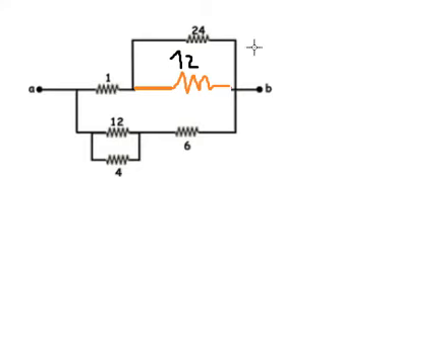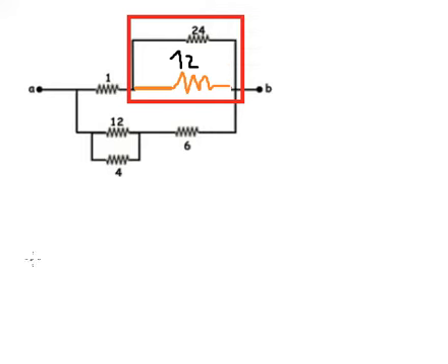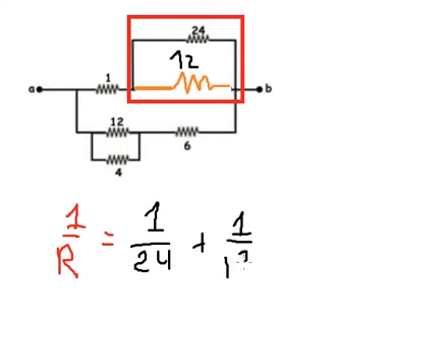Now, if we look carefully at the red color in here, we can see 24 is parallel with 12. So we can calculate the red one. 1 over R equals 1 over 24 plus 1 over 12. We sum two numbers together, we got 1 over 8. So the red one should be equal to 8 ohms.